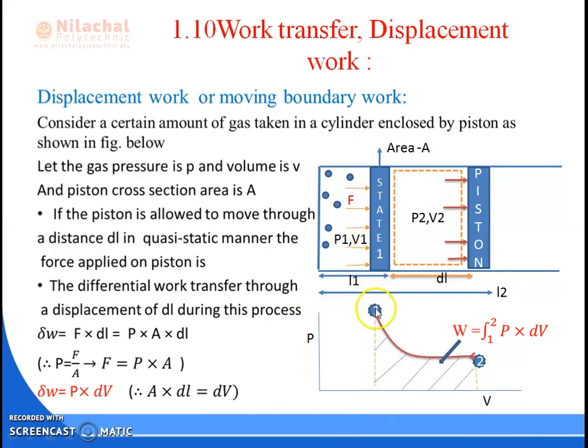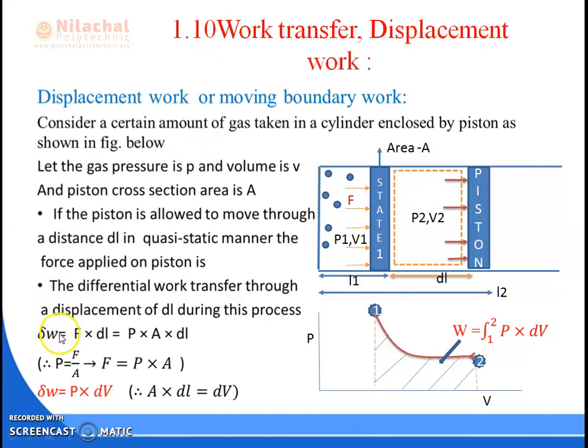So now the piston will be displaced by a distance dl. Now the piston is at this position, that is state 2. At state 2, what is the pressure? Pressure is P2 and volume is V2. Clear? So if I want to find how much work is done on the piston, or how much work is done by the gas on the piston, how to calculate?